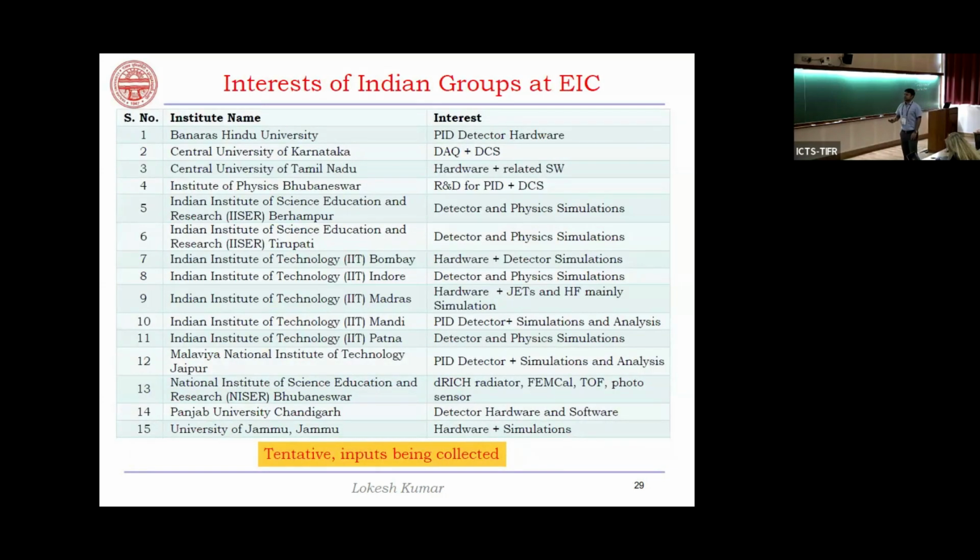Okay, so this is just a very preliminary and tentative table of interest of various groups, showing what they want to do in EIC.